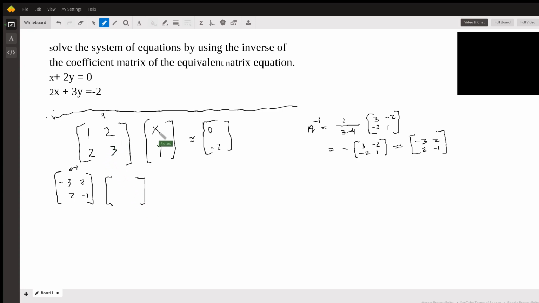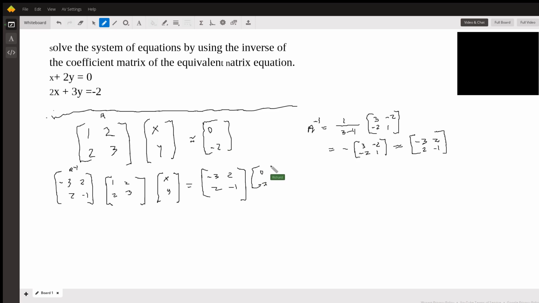I'm just going to copy out this equation now. So just 1, 2, 2, 3, x, y equals, whatever you do to the left-hand side, you have to do to the right-hand side. It's an equation, so you have to do the very same thing. -3, 2, 2, -1. So you have to multiply A inverse by this matrix here, 0, -2.